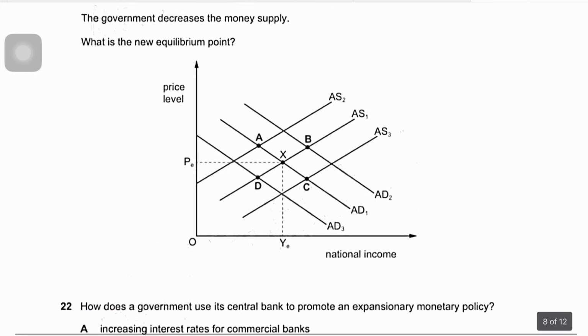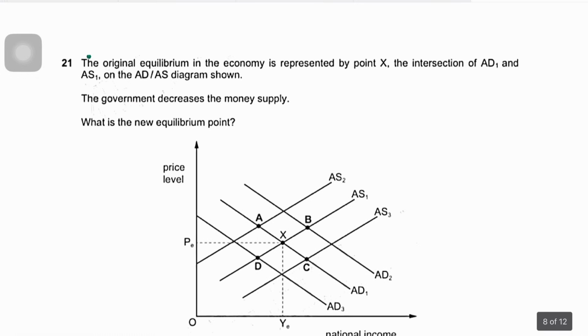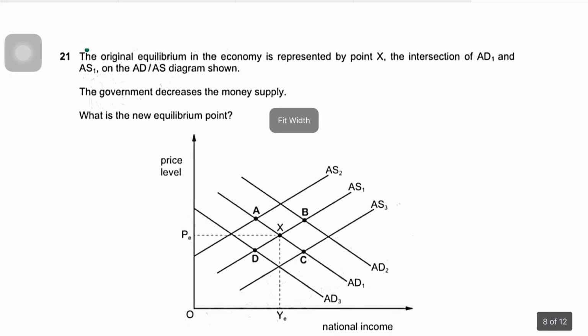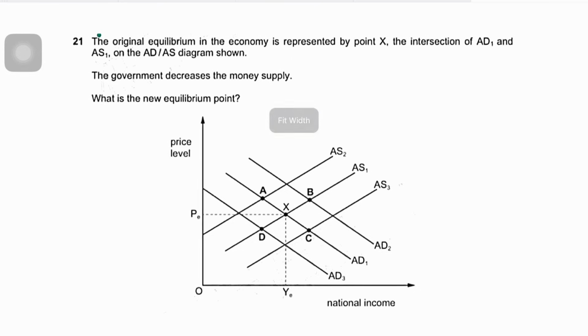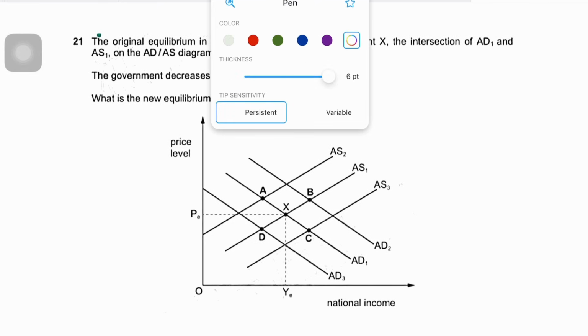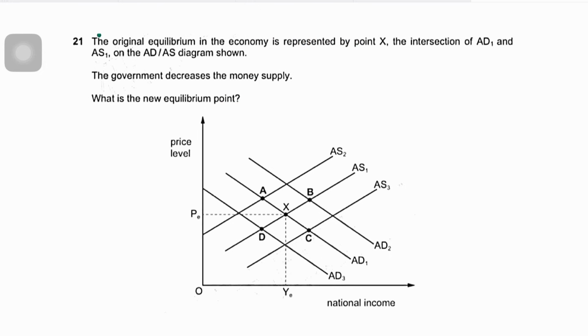Question number 21 says the original equilibrium in the economy is represented by point X, the intersection of AD and AS, and the government decreases the money supply. What is the new equilibrium? A decrease in the money supply would reduce your aggregate demand, causing the aggregate demand curve to shift to the left to AD3, and hence D should be the correct answer.